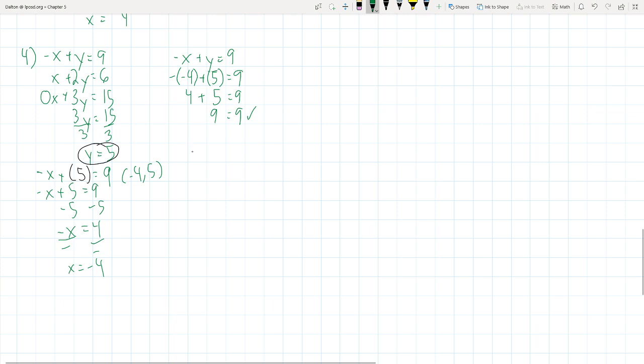Let's check the other one. x plus 2y equals 6. So negative 4 plus 2 times 5 equals 6. So negative 4 plus 10 equals 6. Negative 4 plus 10 is 6, equals 6. It's a true statement.